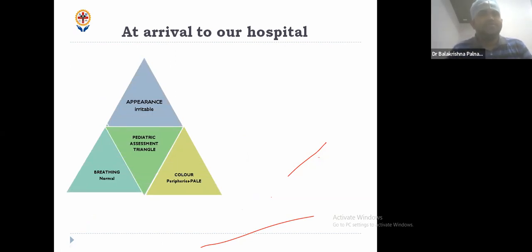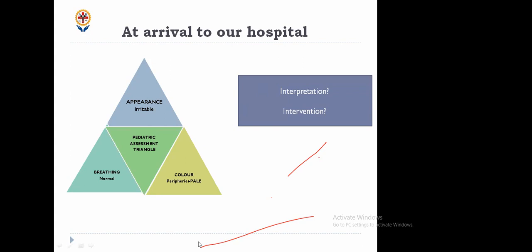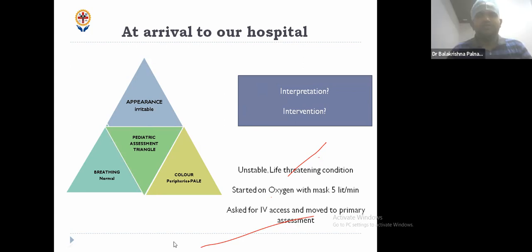Appearance is irritable, peripheries are pale, breathing is normal in your initial pediatric assessment triangle. So what is your interpretation here? Anyone? So what is your interpretation and what is your intervention? What do you want to do now? So is it stable or unstable? So it is an unstable, life-threatening condition.